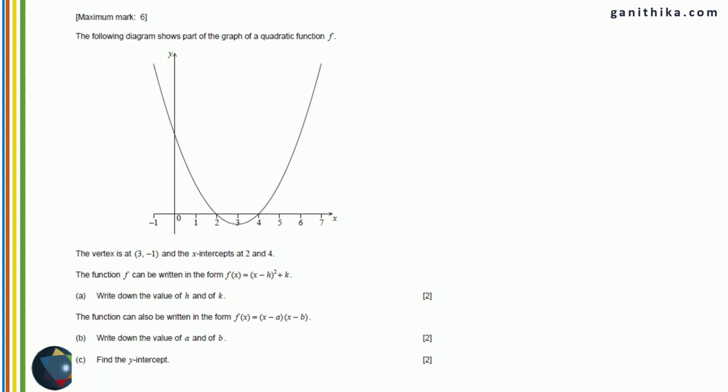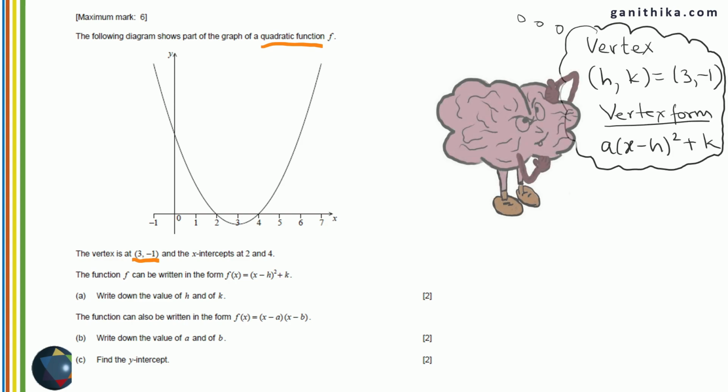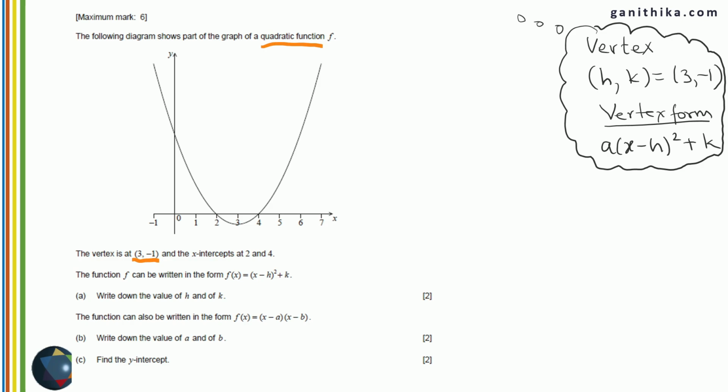Going to the next question, we have a quadratic function given in the question. It's also given that the vertex is 3, -1. So the moment you see vertex here, you should remember that vertex is h, k, and the form for vertex is a times x minus h the whole square plus k. In this case, h, k is given to be 3, -1. So you should remember all these things the moment you see the vertex is given in the question.